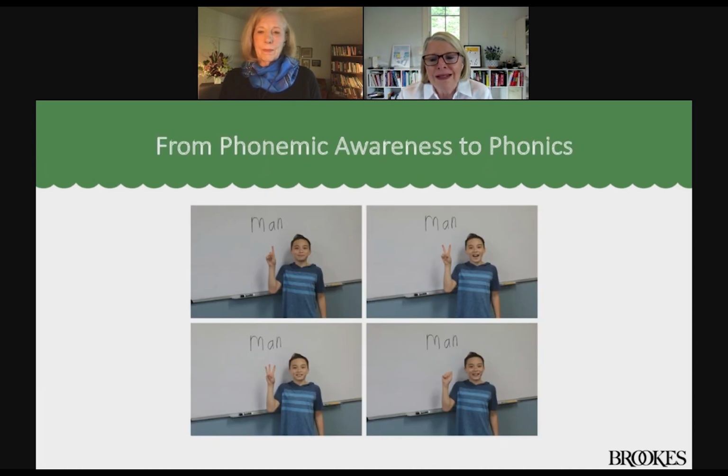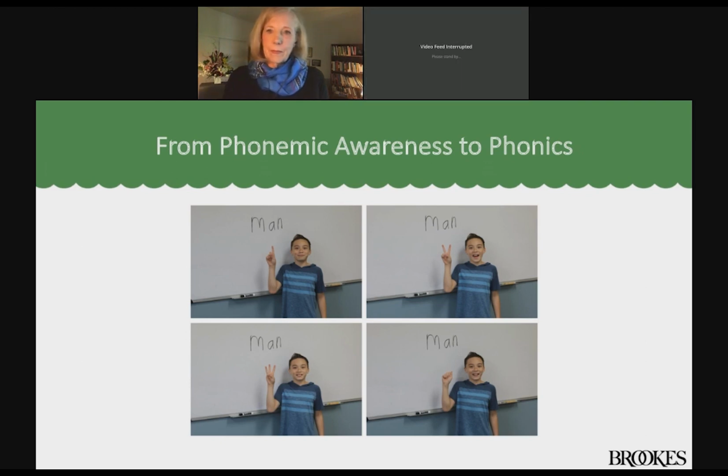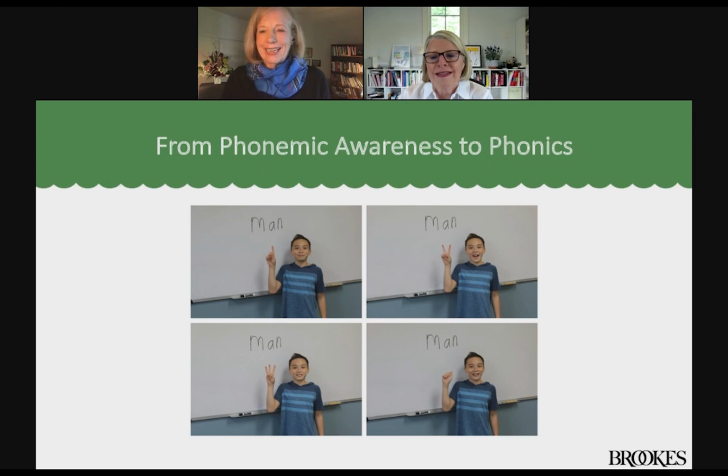This is an example of Isaac, one of my students, and he is showing us some phonemic awareness in this activity. Even though you see "man" written on the board behind him, he doesn't see "man." Man is there just to let you know that's the word I'm saying to him. He is segmenting and counting the sounds that he hears. So he shows me his fingers. Next slide.